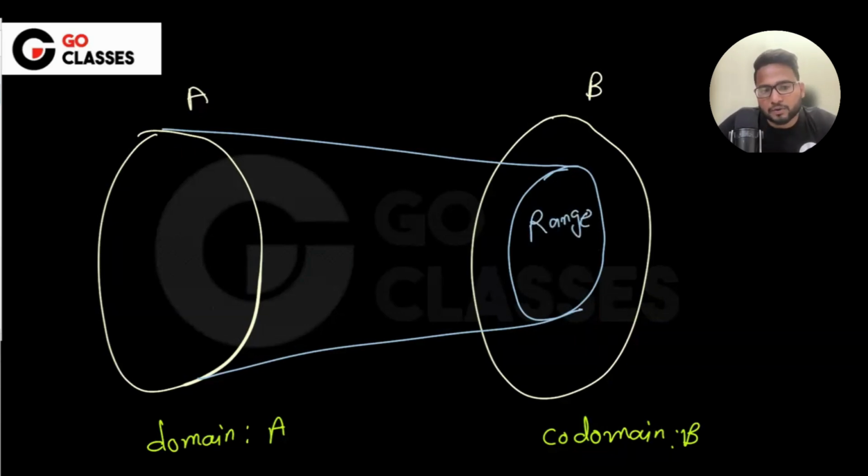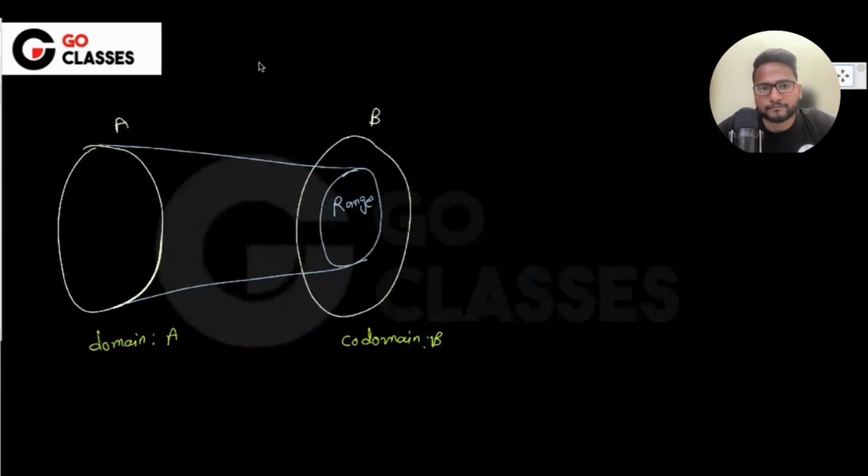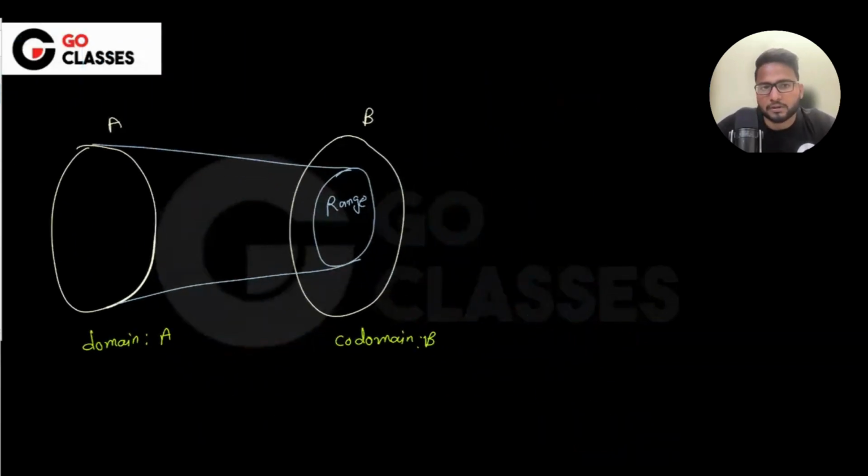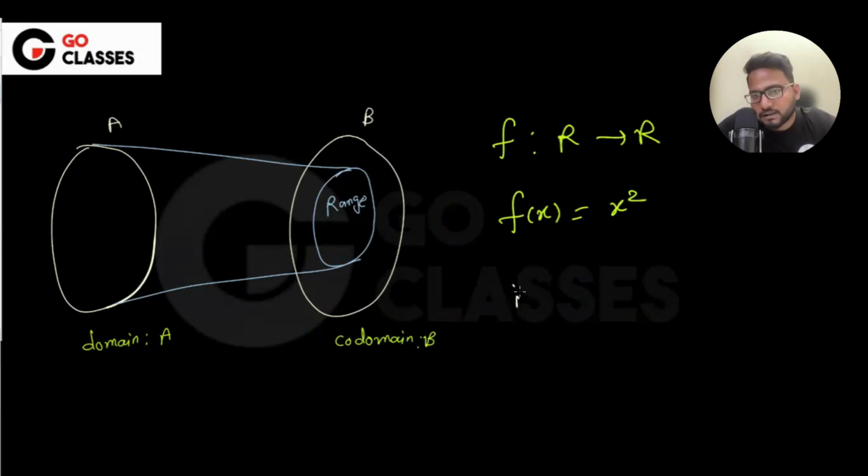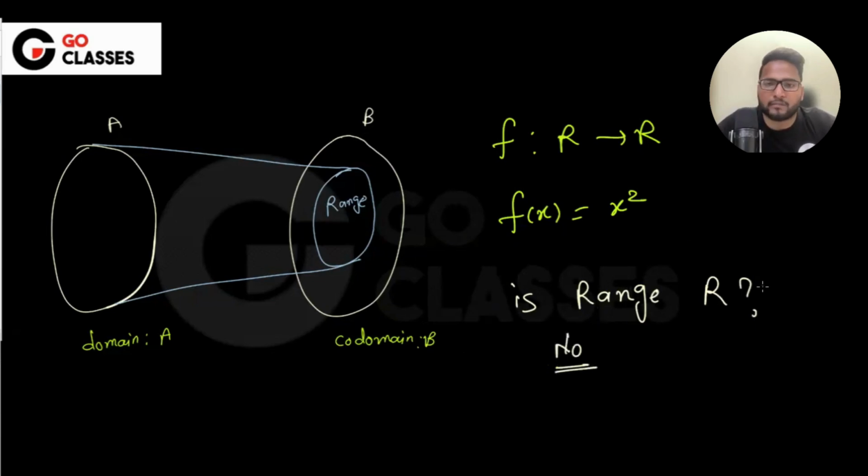For example, let me just give you the example. Let's suppose you have a function x square, right? Does this map to every real number? Let's suppose I define a function R to R. And what is the function? f(x) equal to x square, right? Now tell me, is range R, is this mapping to every real number? Then the answer is no, right? It is only perfect squares. Not every real number. It has to be positive or zero, and that too perfect square, right?